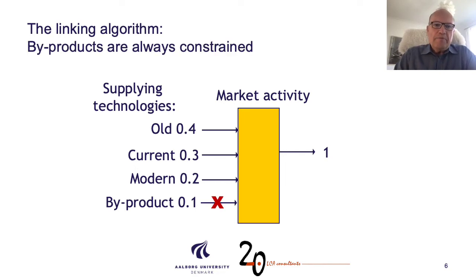Now, byproducts will always be constrained because their determining product is what determines how much you will have of the byproducts as well. So byproducts can never be affected by a change in demand, and therefore they are excluded from our consequential market mix.